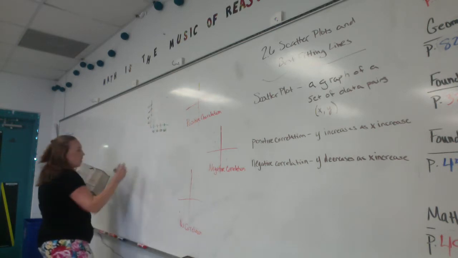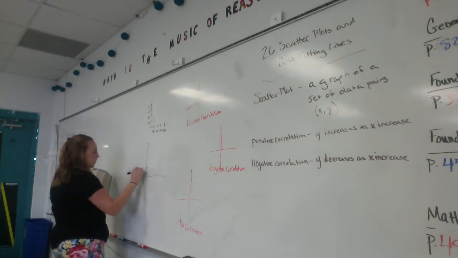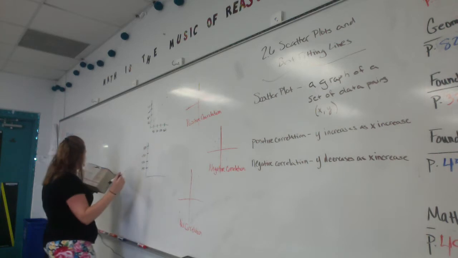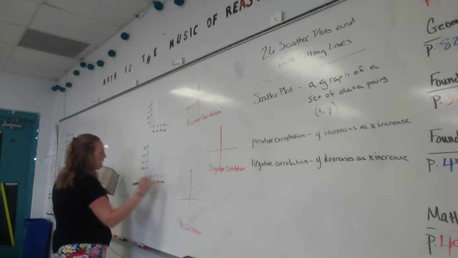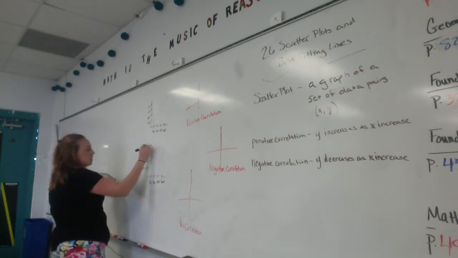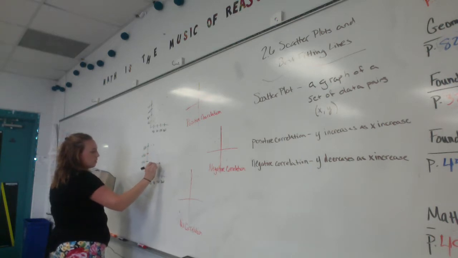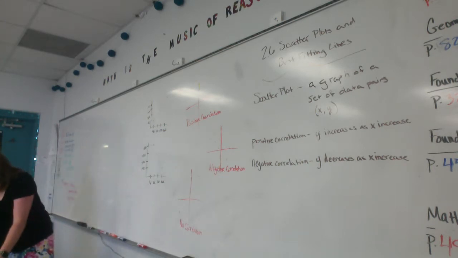Okay. And then we have another graph, and it goes 250, 350, 450, 550. And this one goes 40, 80, 120, 160. Okay? And then it has data that goes like this. What type of correlations are happening in those sets of data?